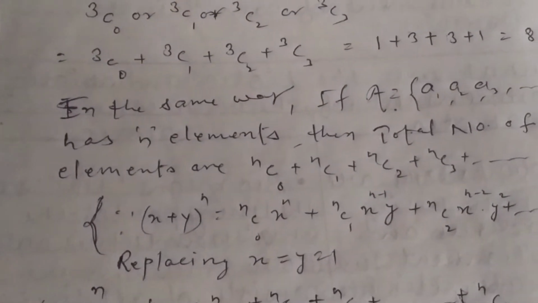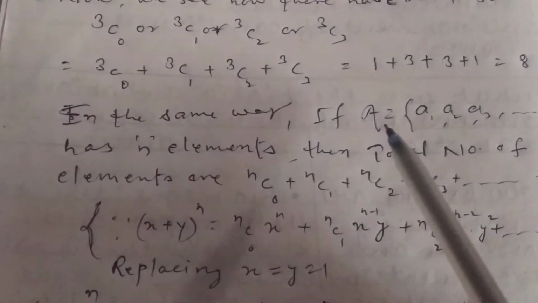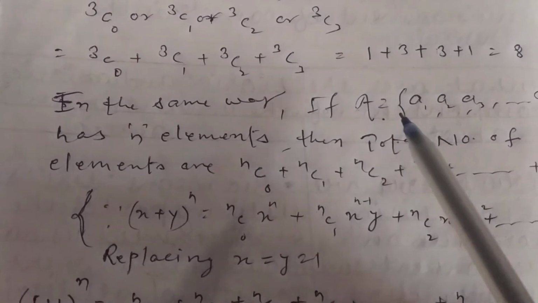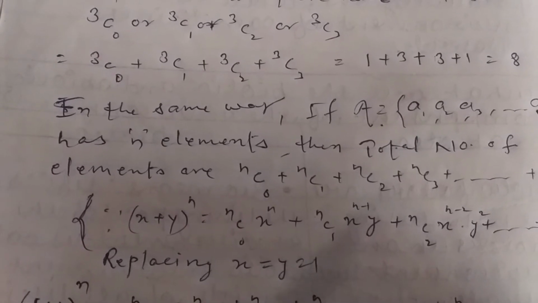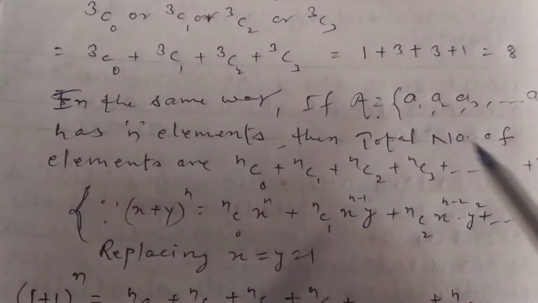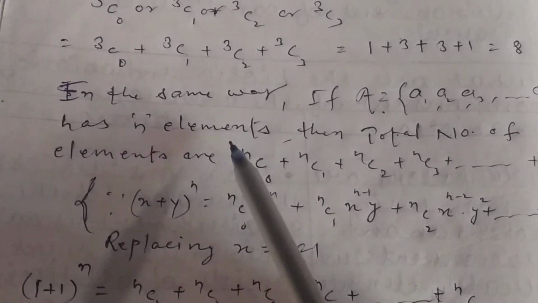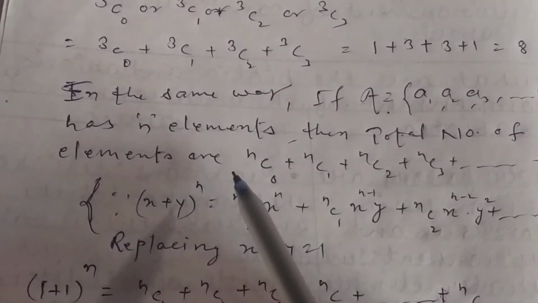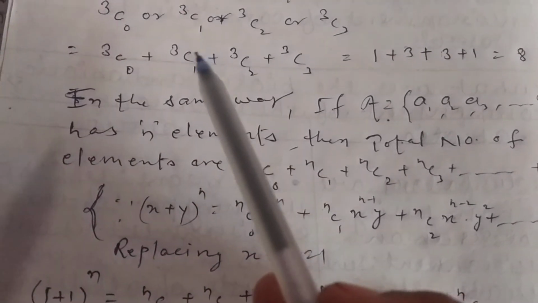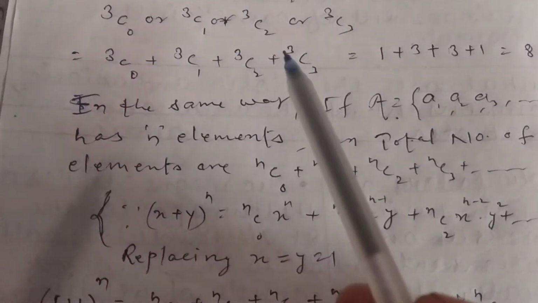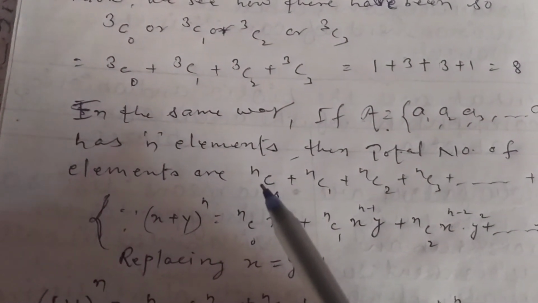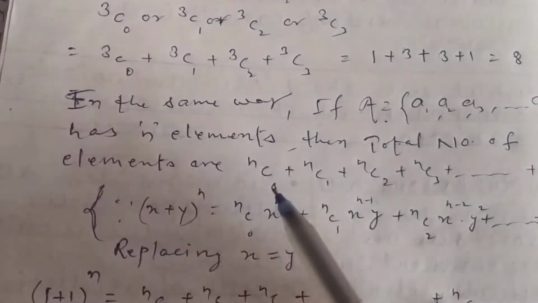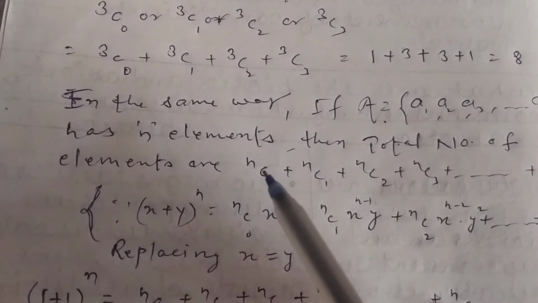Now we will study it in generalized form. Generalized form means if you have a set A which contains a1, a2, a3 and so on up to an, so this has n elements. So the total number of elements is n, as you have seen earlier. So first we will make the subsets which contain no element. This will be nC0.